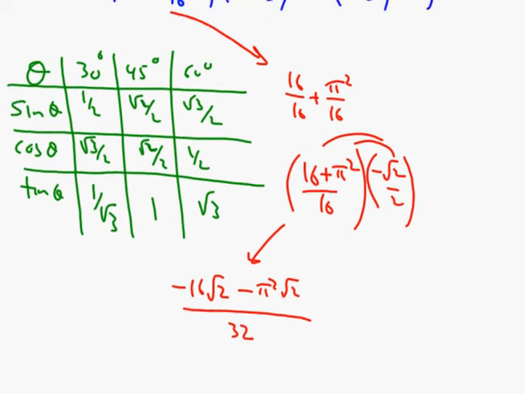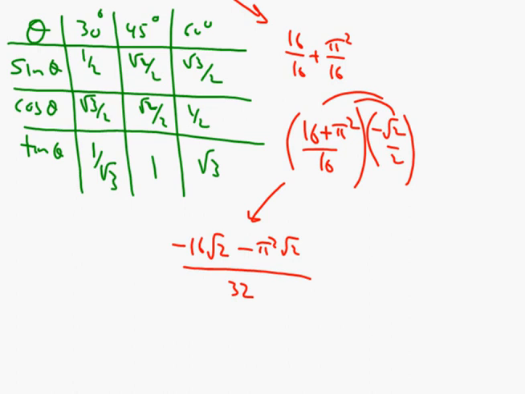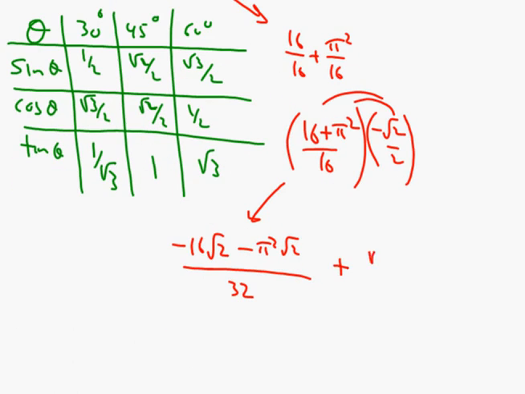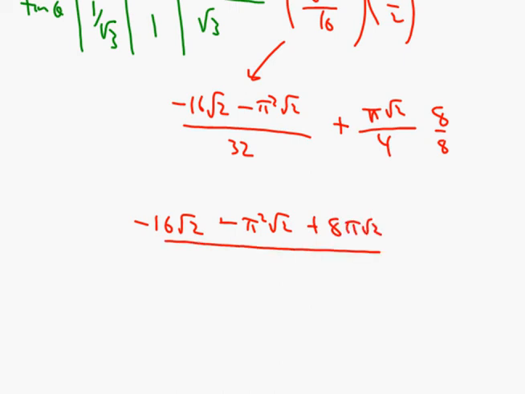So that's that piece. The other piece just turns out to be, if you look at this, it's pi times the square root of 2 over 4. So is it plus or minus? It's plus. So it's plus pi times the square root of 2 over 4. Okay, you could get a common denominator. We can multiply this top and bottom by 8. So you could get negative 16 square root of 2 minus pi squared rad 2 plus 8 pi square root of 2 all over 32. So this is what f prime of pi over 4 is.